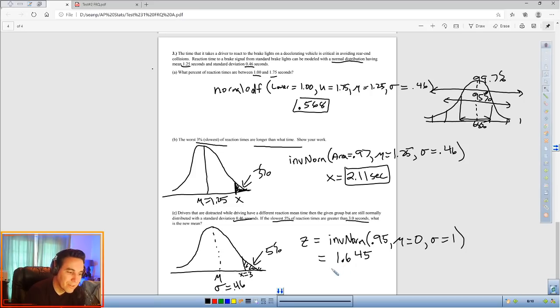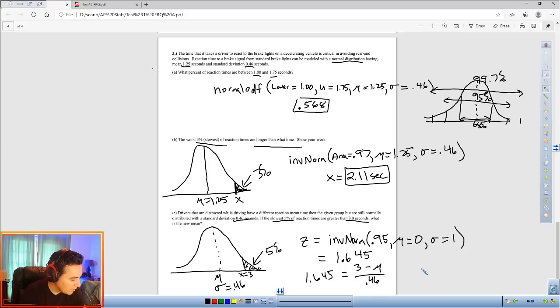So that's like the 95%. Oh my God, what am I thinking? Yeah, that's right. So 1.645 is that location, right? 95% was to the left. And so we take that z-score, and remember we make it equal to the formula I gave you. We don't know the, oh, we do know the x. The x at that point, thought we didn't know it, is 3 seconds. We do not know the mean, but we know the standard deviation is 0.46.